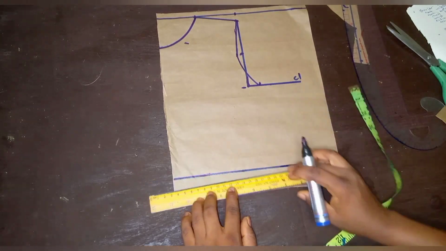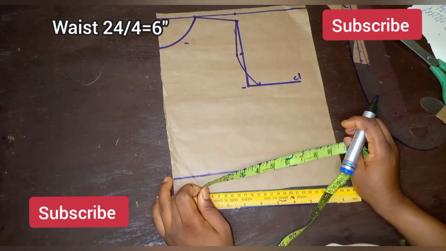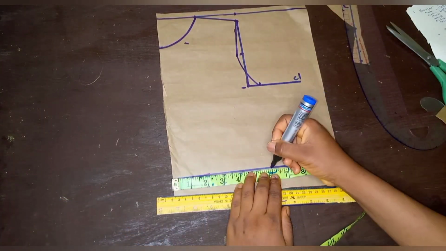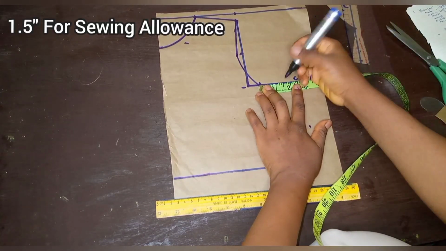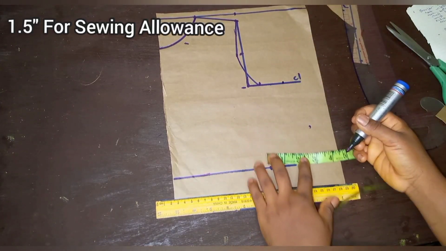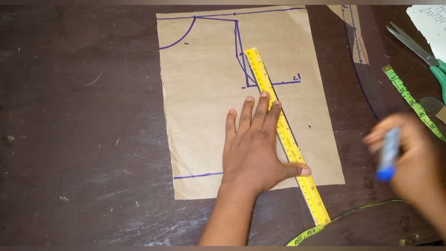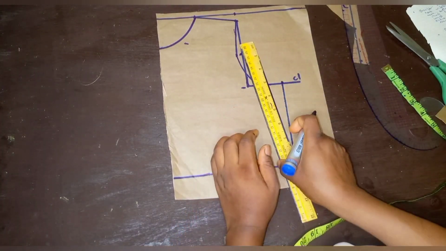Once that is done, the next thing I'll do is to input the round waist measurement. The round waist measurement is 24 inches. 24 inches divided by 4 will give me 6 inches. I will input the 6 inches, then I'll add 1.5 inch on both the armhole and the waistline to serve as the sewing allowance. After that, I'll connect the waistline and the chest line together, creating the bodice.